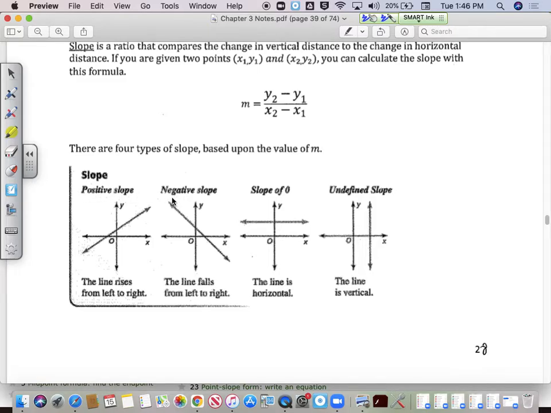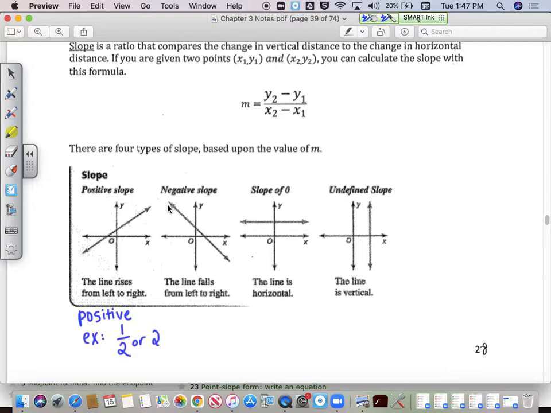A negative slope is when you read it from left to right and the line is falling down. So it goes down from left to right. That would be a negative slope, and negative slopes are negative numbers. So positive slopes are positive numbers. An example of a positive slope could be 1/2. If I said the slope of the line is 1/2, that is a positive number, so that would be a positive slope. Or maybe I said the slope is 2.